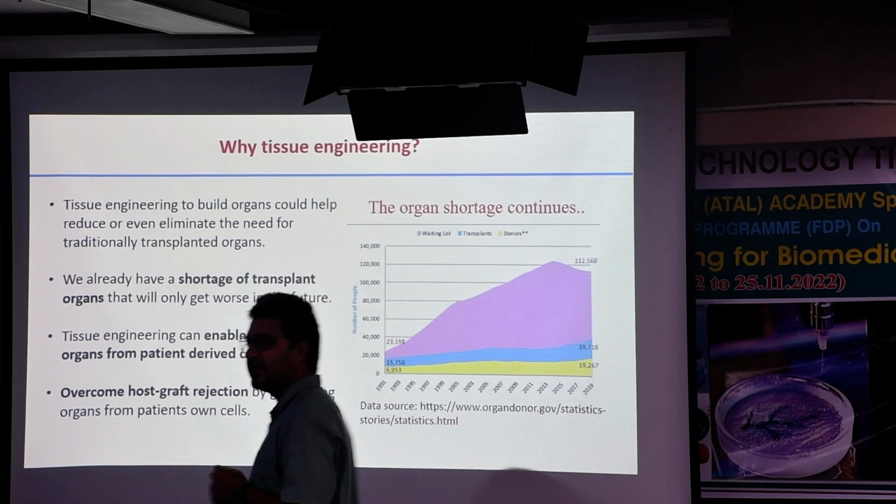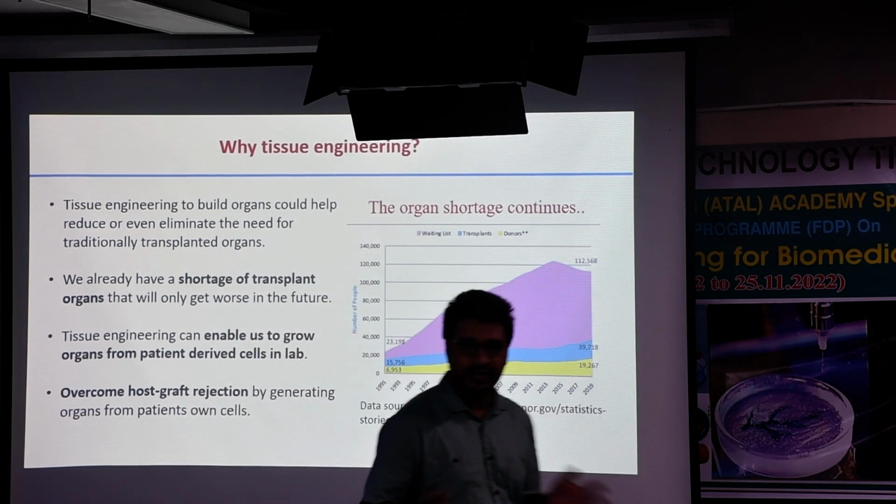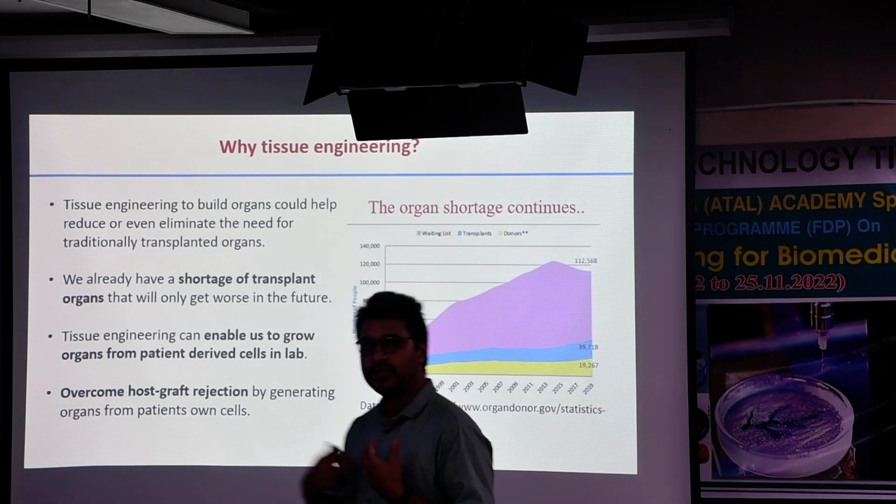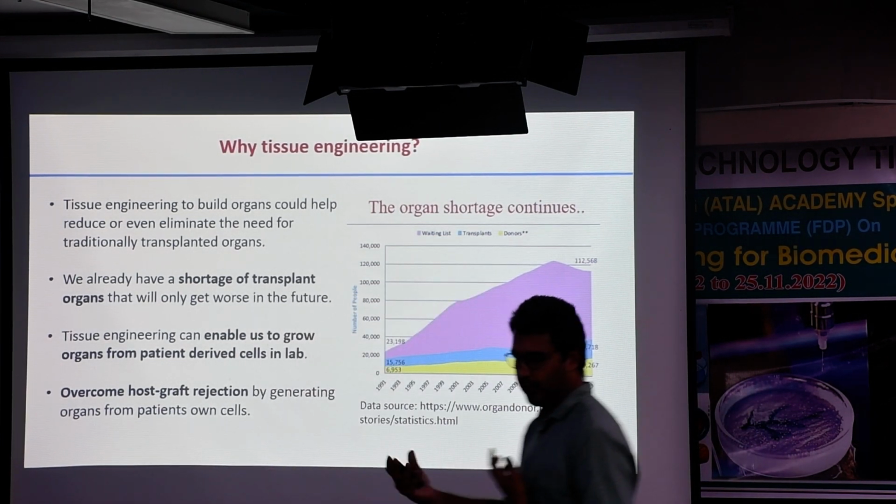This adverse situation happens throughout the world every day. A crucial example of this situation is what is indicated in this plot. What you see on the y-axis is the number of people, and on the x-axis the different years. As you can see, in the year 2019 itself, there are around 110,000 people in the US alone who are waiting for suitable organ donors. And at that point, the organ donors available are just 20,000. So there is a huge gap between the requirement of organs and the number of people who are willing to donate their organs.